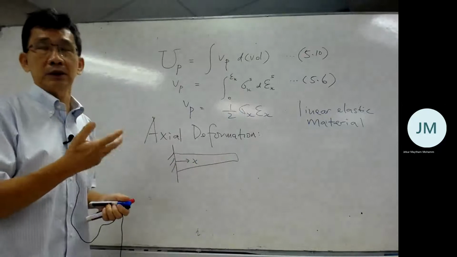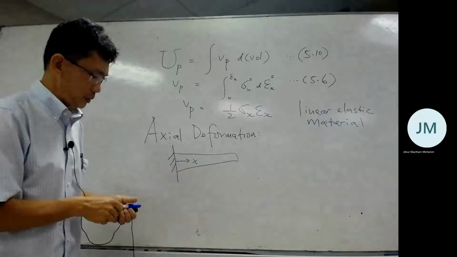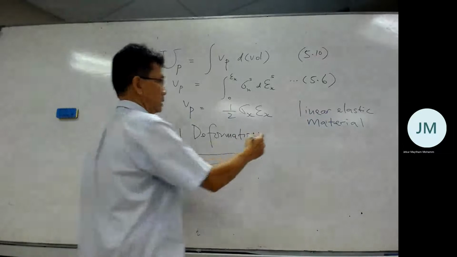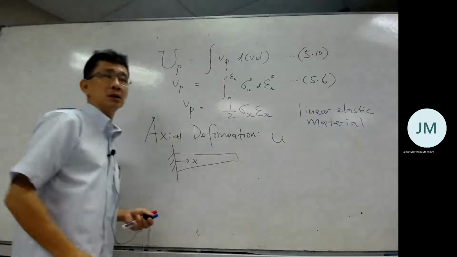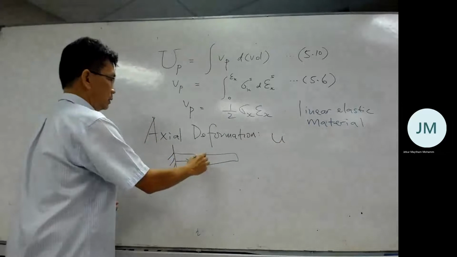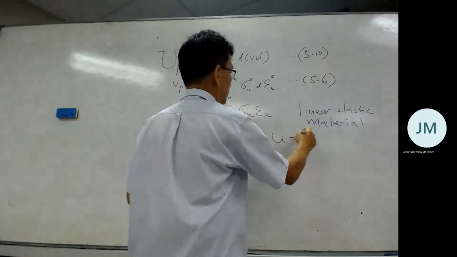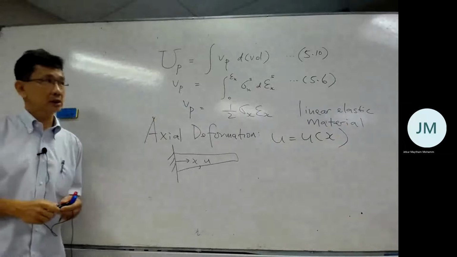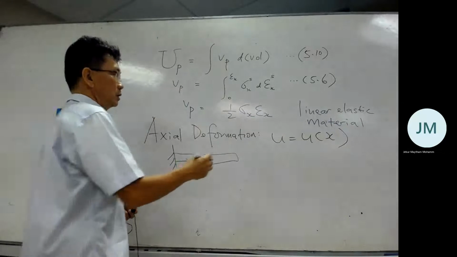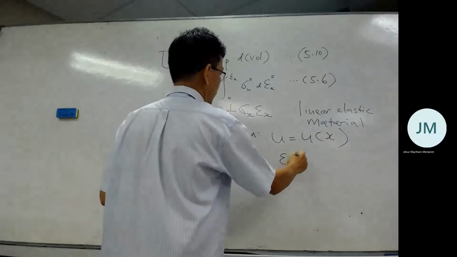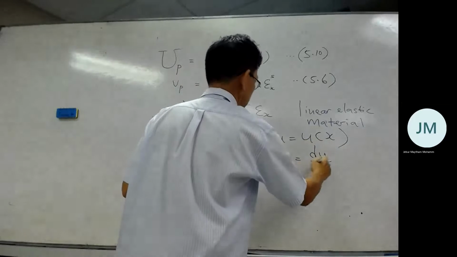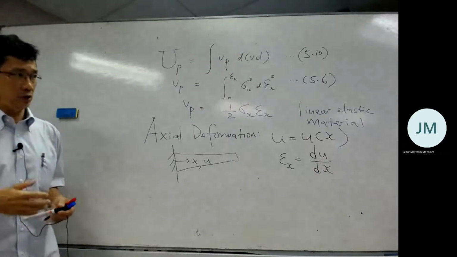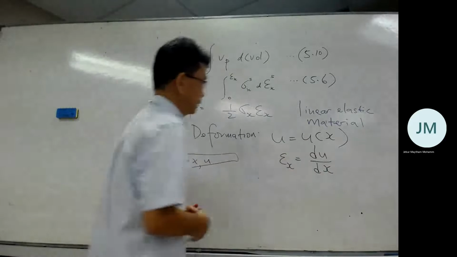Similarly, later for bending, we need a variable representing that deformation. So it's the same thing as what we have covered under theory of elasticity. The axial deformation here is represented as u, which is a function of x. Then the corresponding strain will be du dx. So the displacement is u as a function of x, and the strain is du dx.